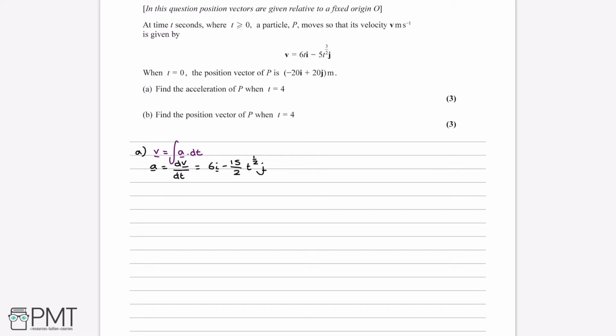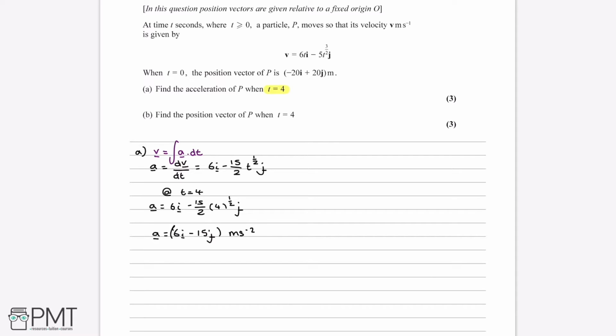But the question's not asking for a general expression for acceleration. It's asking specifically when t is equal to 4. So if we want to find the acceleration at t equals 4, we just substitute t equals 4 into our equation. So a is equal to 6i minus 15 over 2 multiplied by 4 to the power of a half j. And this turns to acceleration is equal to 6i minus 15j meters per second squared, because remember it is acceleration, so we do give units, and that's the question.